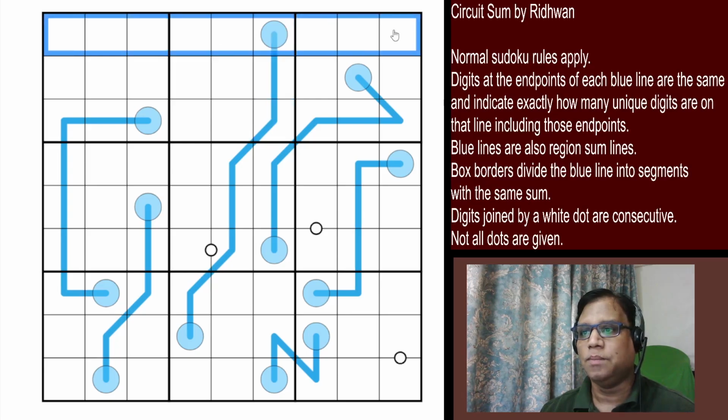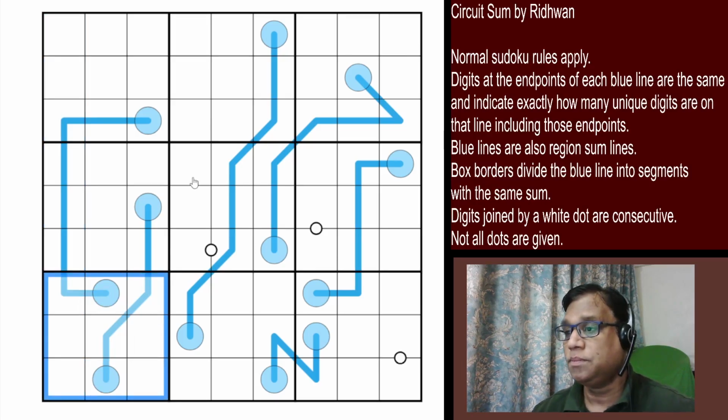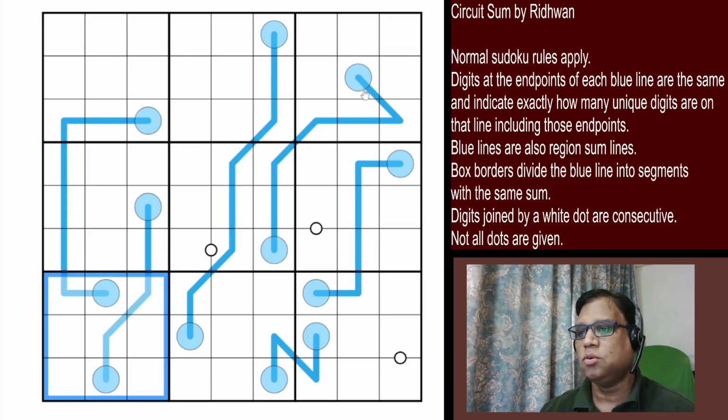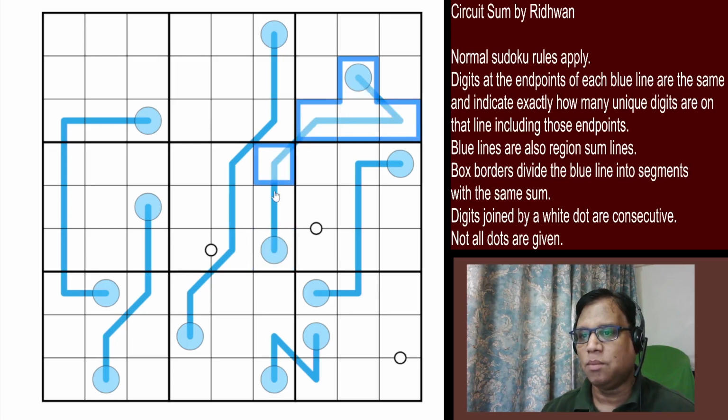That means each row, each column, and each 3x3 box contains the digits 1 to 9 only once without any repetition. About the blue lines now: digits at the endpoints of each blue line are the same. For each line, the endpoints must have the same digit and indicate exactly how many unique digits are on that line, including those endpoints. So the number in these endpoints must be the same as the number of unique digits here.